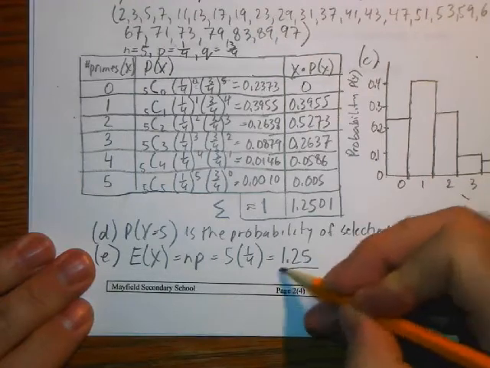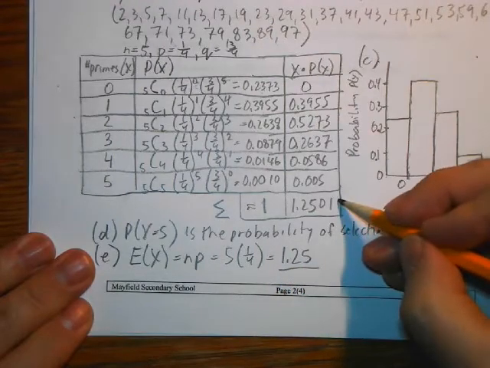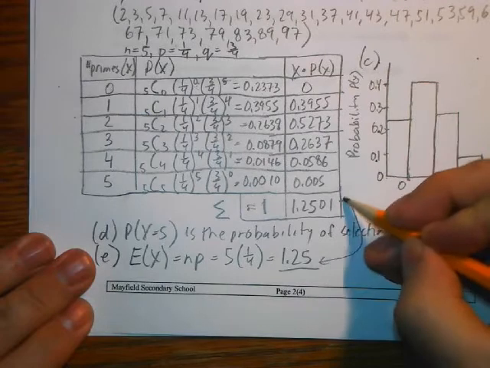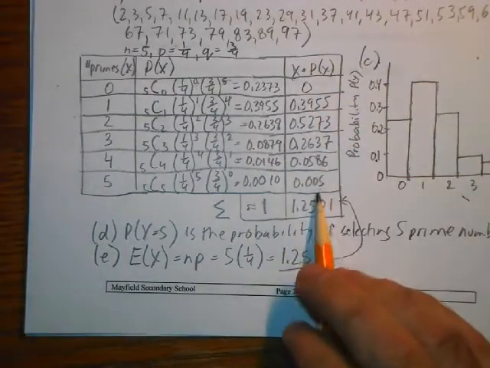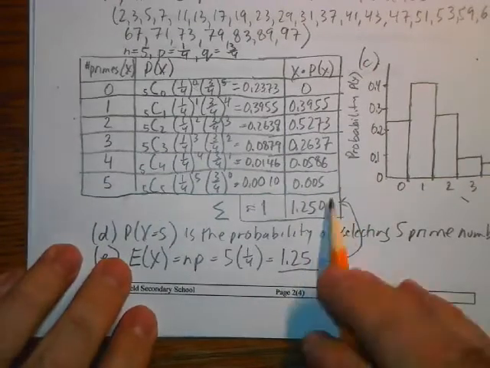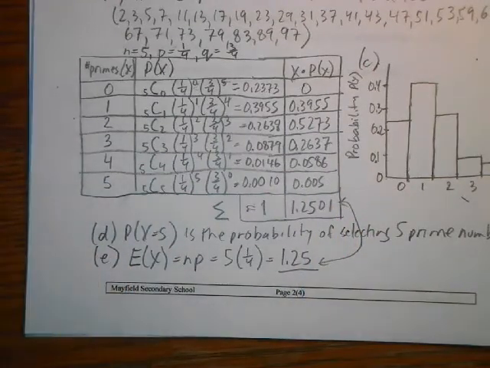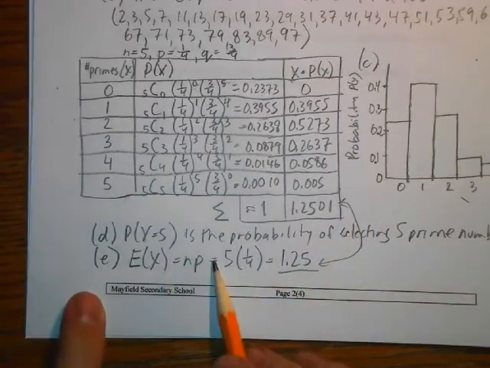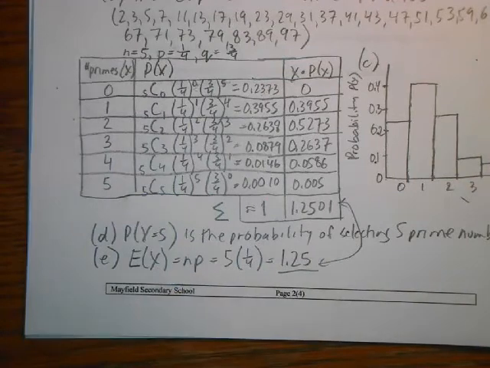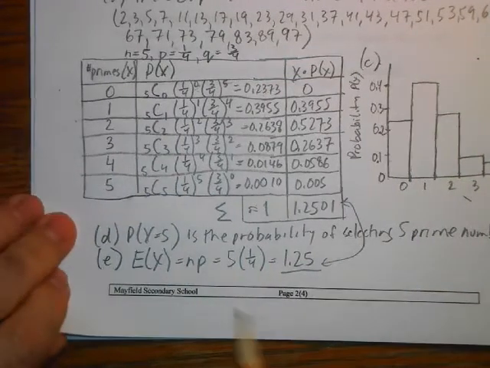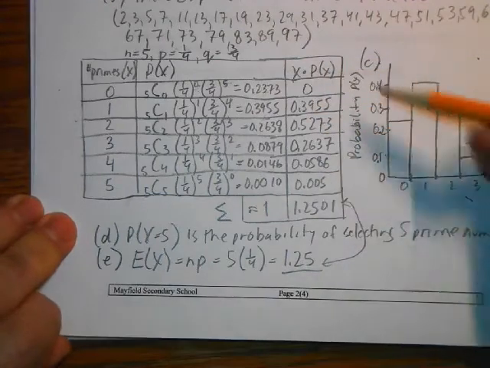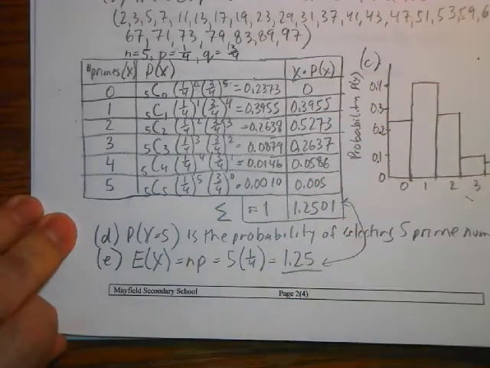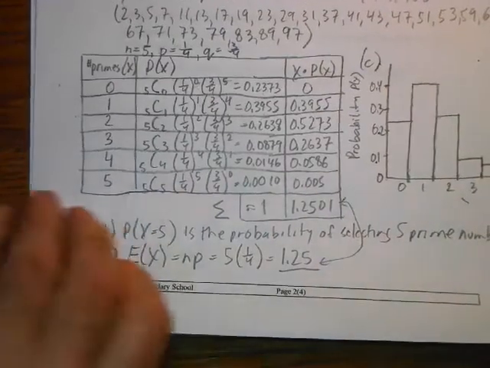And if you notice, these two are basically the same number. We did have the little rounding issues when we were calculating these, but they should be the same. So it's a lot easier to calculate the expected value for a binomial distribution by using this formula than by doing this column. Okay, but I just wanted to show you that you do get the same thing.